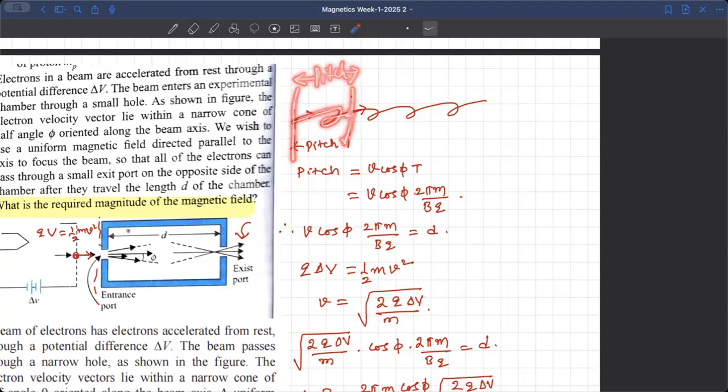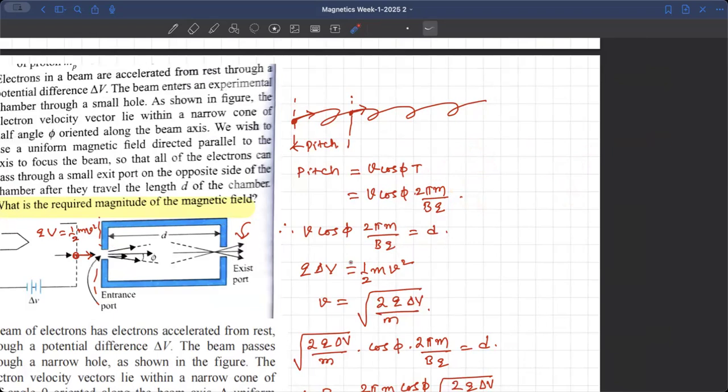If d could be one pitch, all those that enter in, say, this direction will come out almost in the same direction. For example, if an electron enters like this, it comes out like this. Initial direction and final direction are parallel. So the minimum length must be one pitch. Pitch is v cos phi into the time period, already we know this. So v cos phi times 2πm by Bq is d.